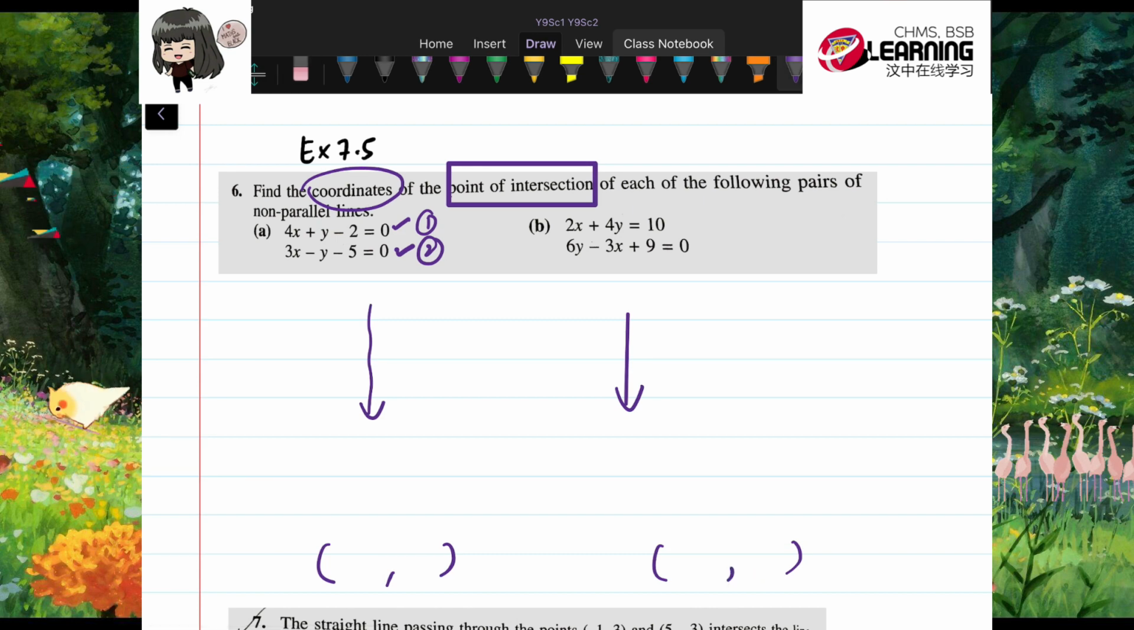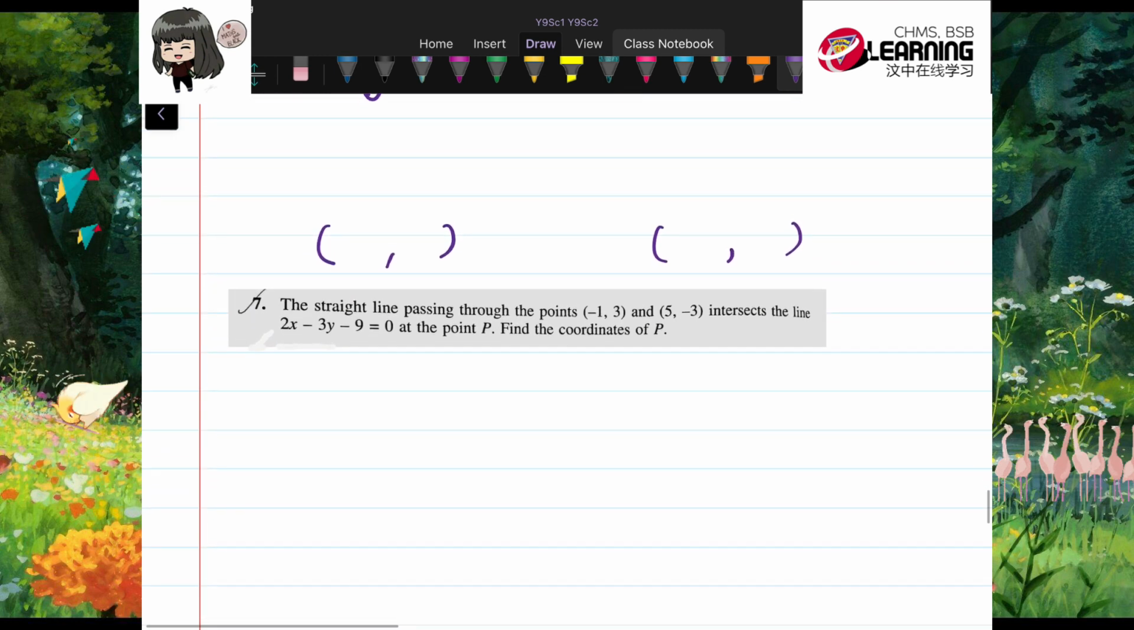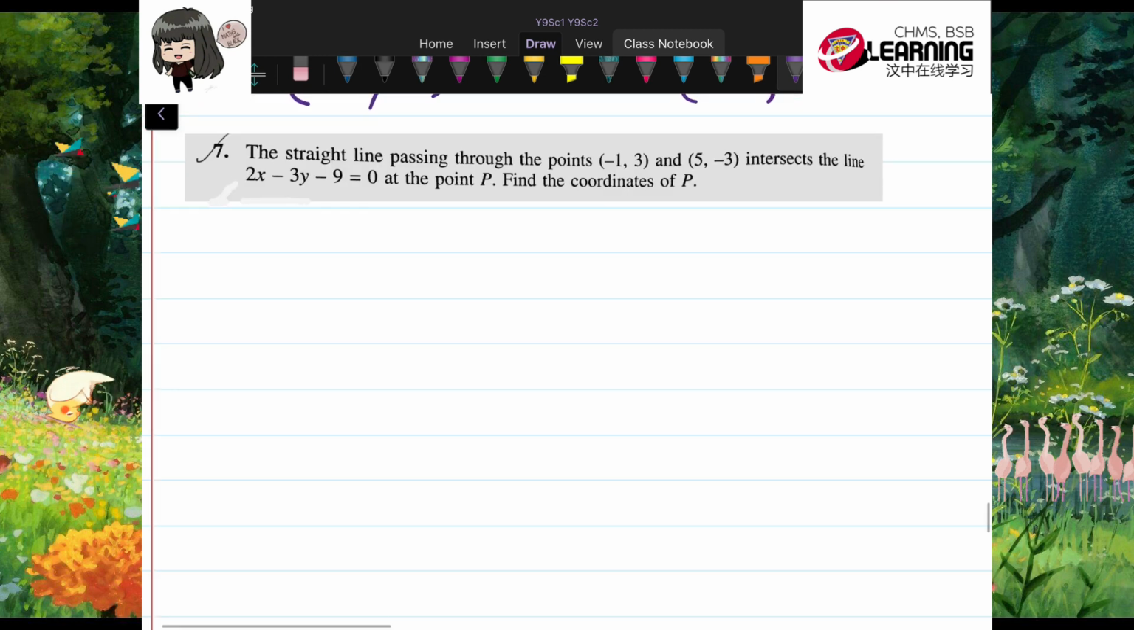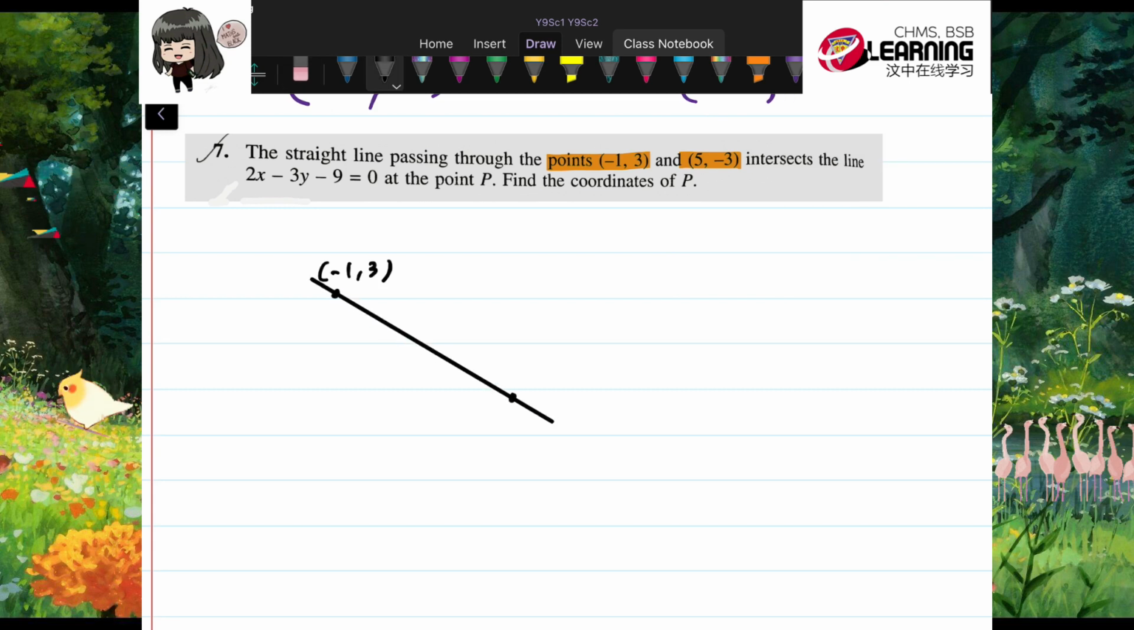Let's go to question 7. I will teach you questions involving word problems. The straight line passing through the points (-1, 3) and (5, -3). Let's say we have these two points. This one is not to scale, it's just a draft only. This straight line passing through these two points intersects another line.